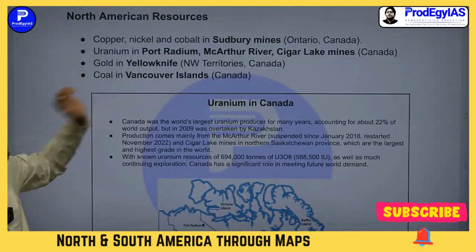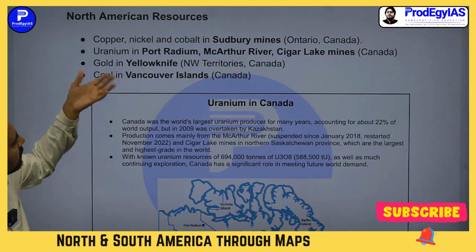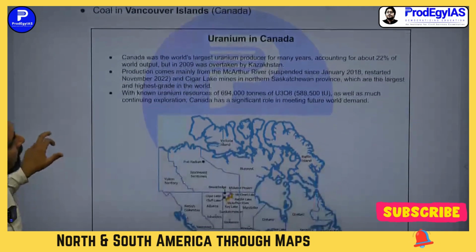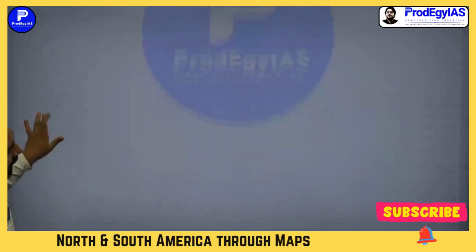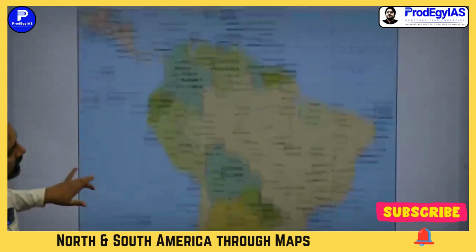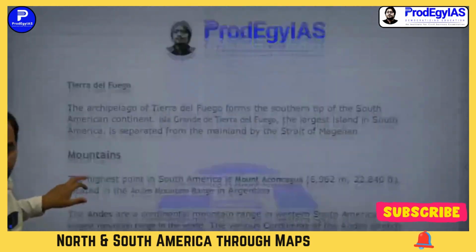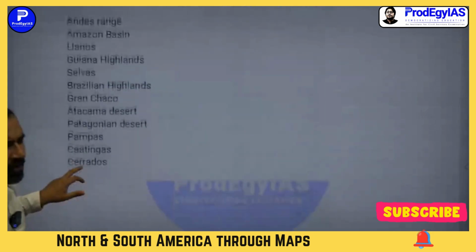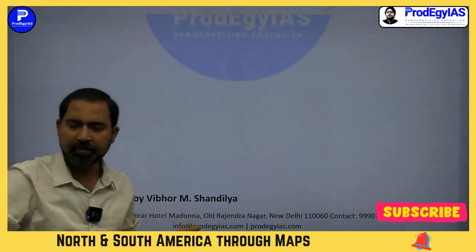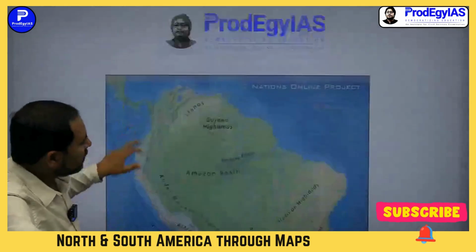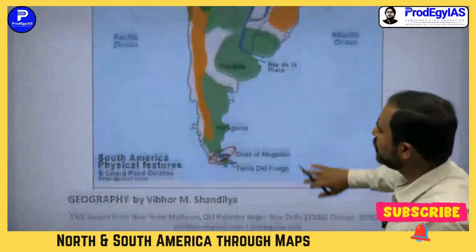And such type of information, like North American resources. All the important resources, where are they found? Like Canada is very rich in uranium. You will see that last year the nature of questions was very interesting. Up to now, they were asking questions based on current affairs, but now they are also shifting towards some conceptual topics.